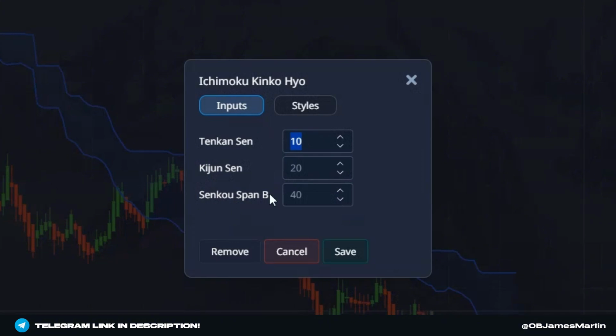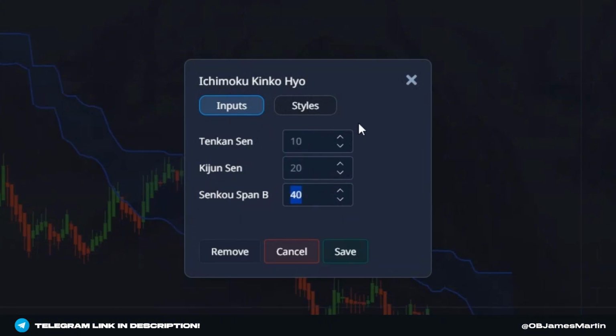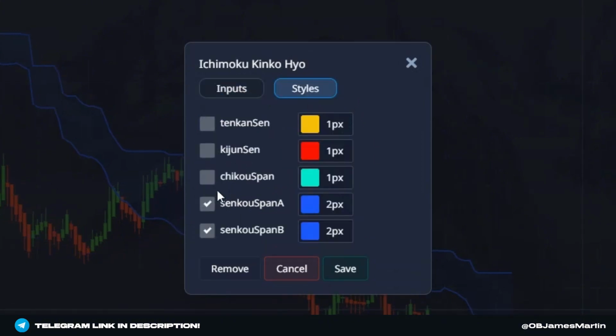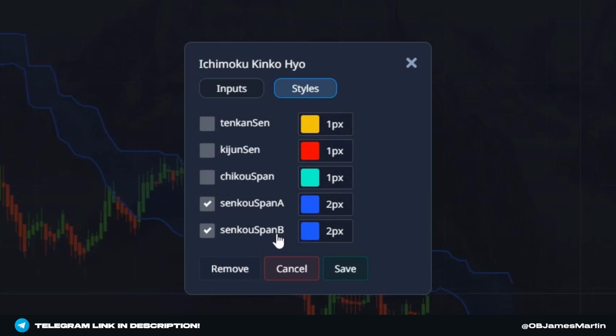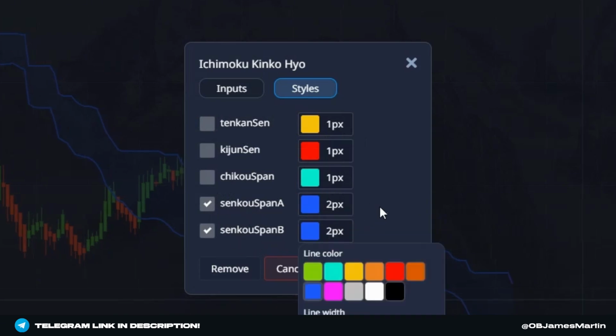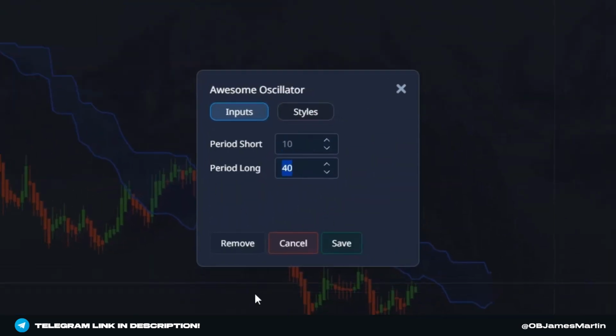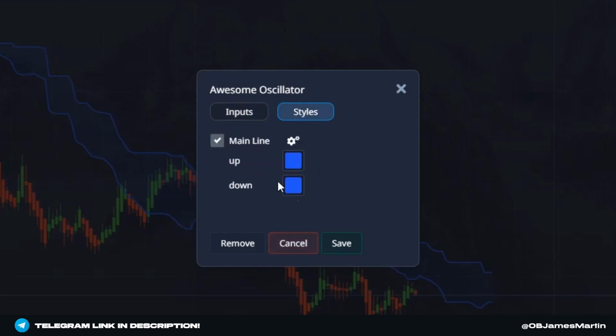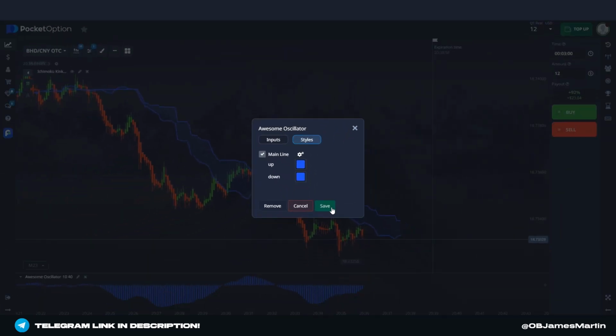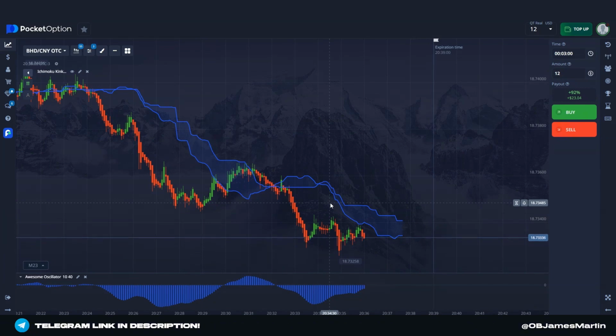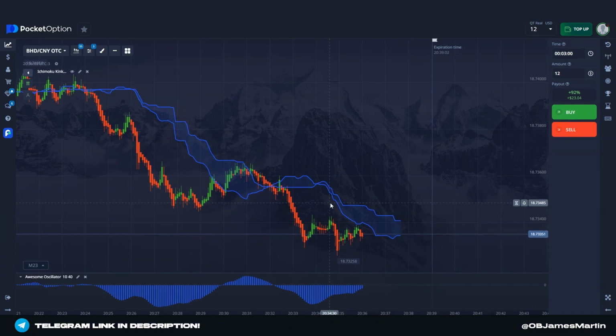All right, Ichimoku 10, 20, and 40 for the settings. And for the style, we're just going to use Span A and B with that blue color. Click on save. Awesome Oscillator, we're going to use 10 and 40. And for the style, we're going to use the blue color. So the color of the histogram, as you can see, is blue, and now it's time to look for the signal and start the trade session, guys.